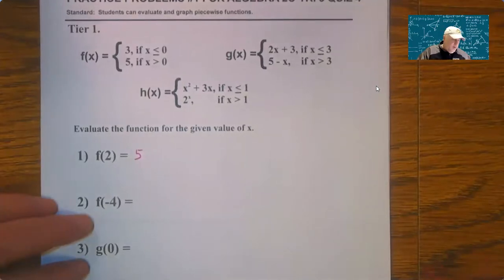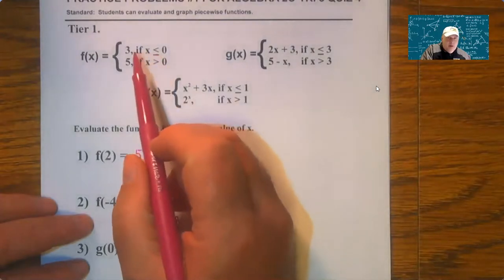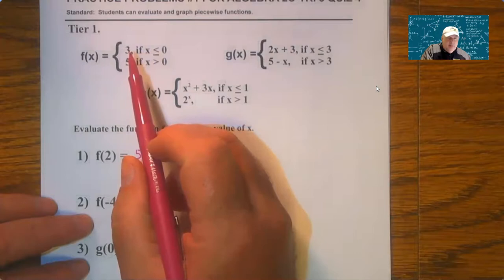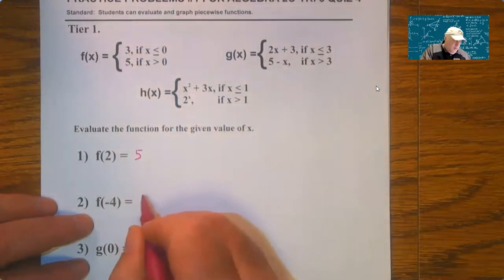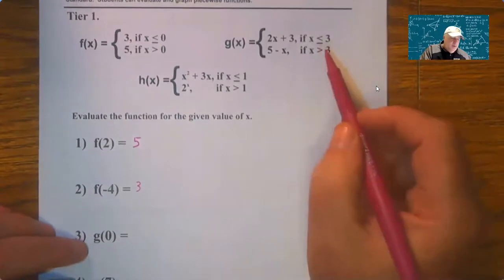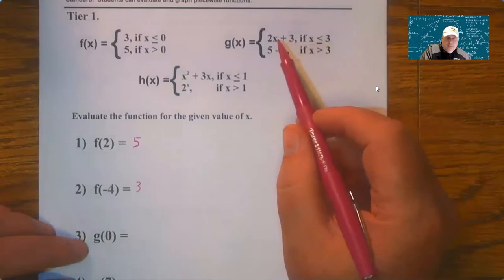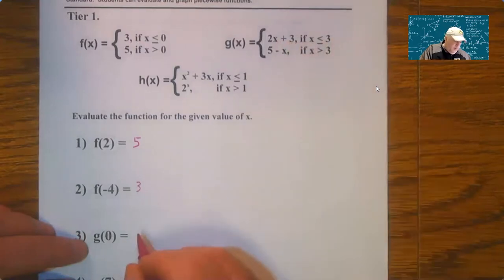F of -4. So -4 is less than or equal to 0. So we're going to substitute -4 in for x. There's not one. So you just record that value. G of 0. Okay, so 0 is less than or equal to 3. So we're going to substitute 0 in. 0 plus 3 is 3.